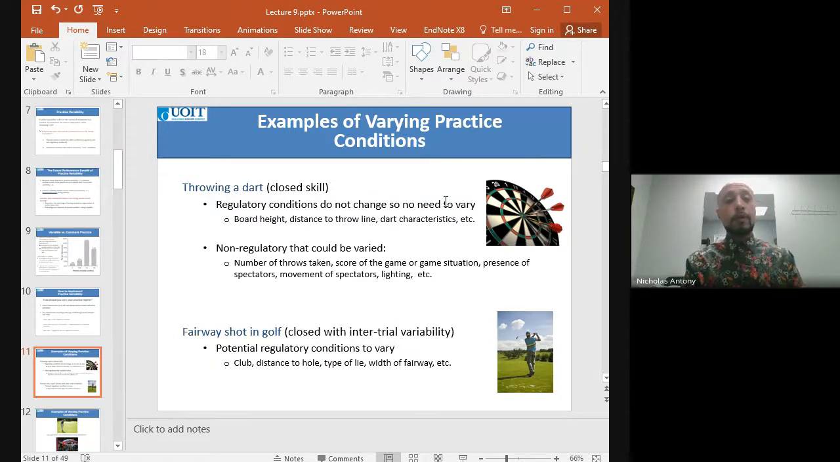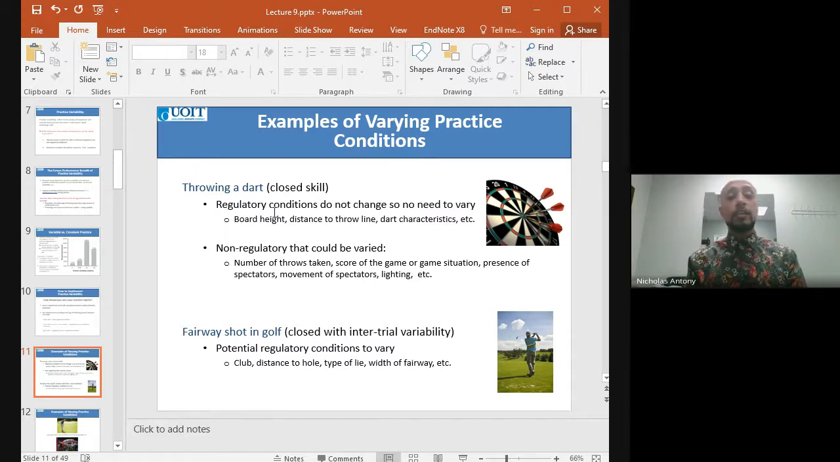Now remember, we were talking about that study on free throws, which is a closed skill, and how adding variation improved learning. That was going from a non-learner picking up the skill. In this case, we're talking about taking someone who has already developed the motor pattern and how to improve it. So with a closed skill, because in throwing a dart you're always at the same distance and all of the regulatory conditions are the same, you don't need to vary them.